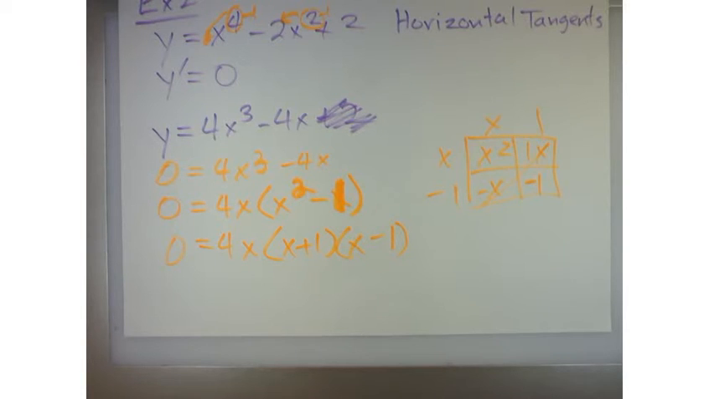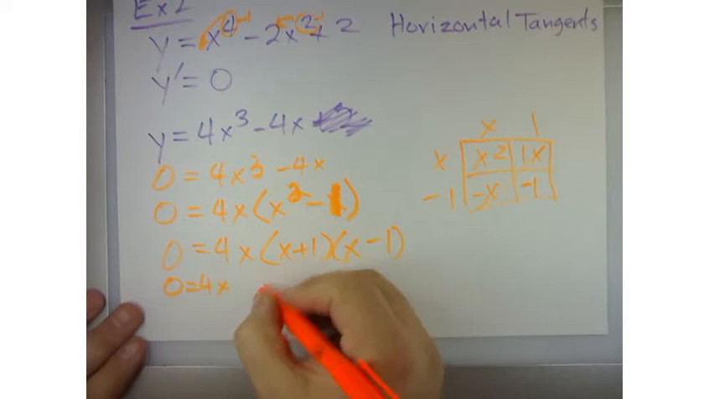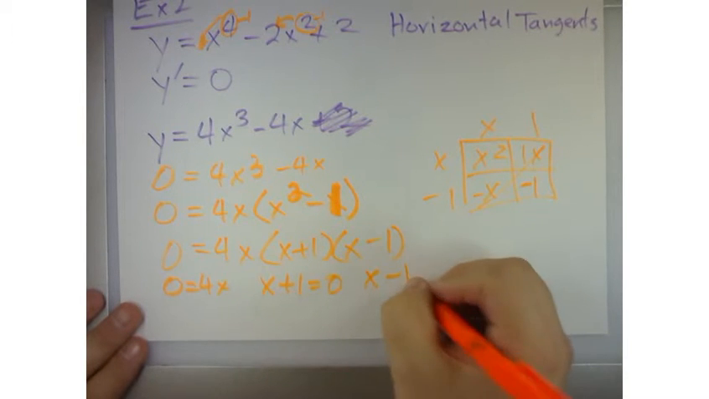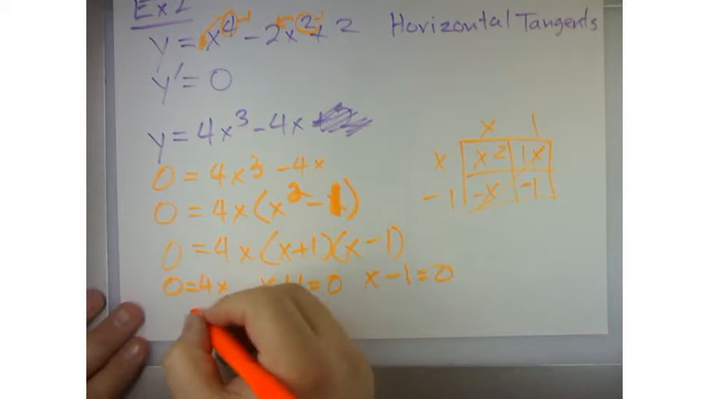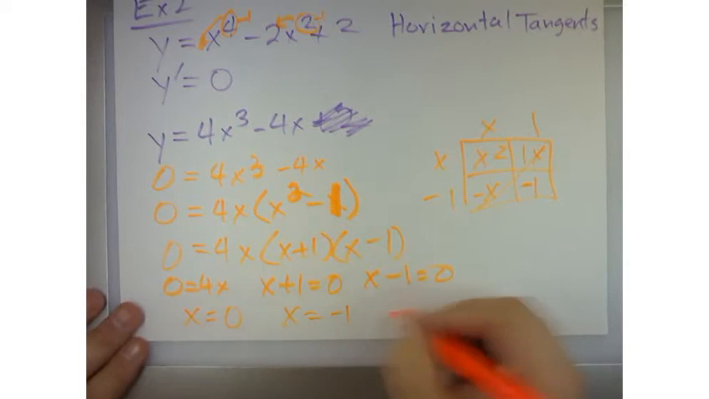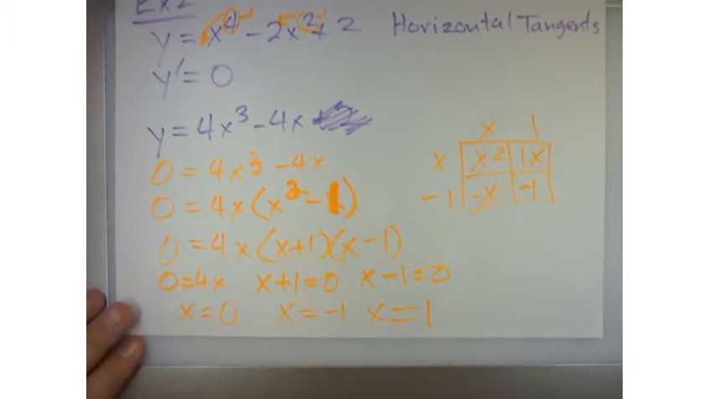So the horizontal tangents occur when 4x equals 0, when x plus 1 equals 0, and when x minus 1 equals 0, or when x equals 0, or when x equals negative 1, or when x equals positive 1. So those are all the tangents? Well, that's where the tangent lines occur, at those x values.